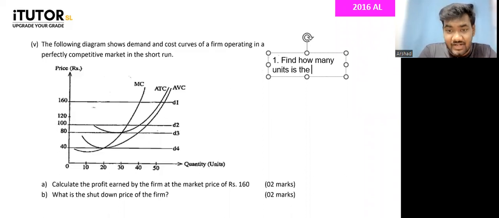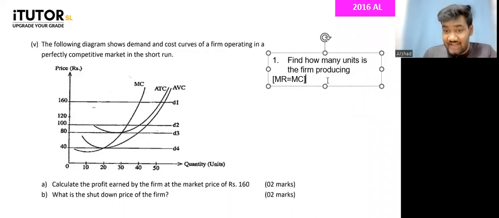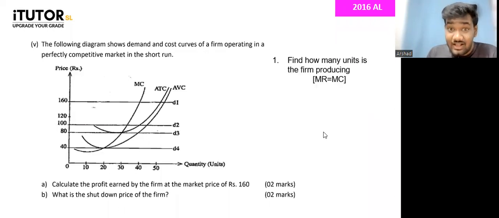Is the firm producing? Remember, guys, the firm always produces. To find how many units, you go with the profit maximizing rule, MR equals MC. The firm always produces at MR equals MC. So if they have not given you, you have to find where MR and MC is equal, and then you have to find the number of units.